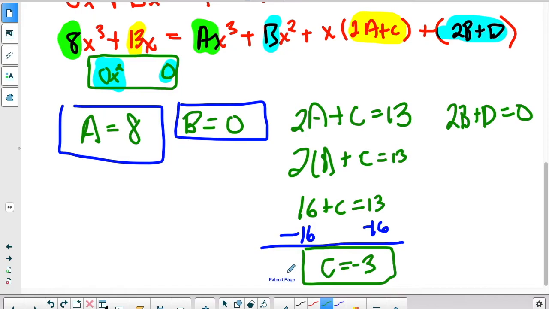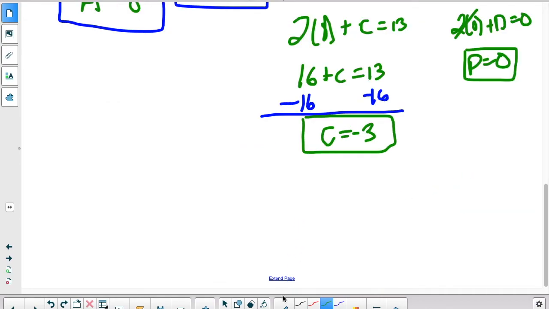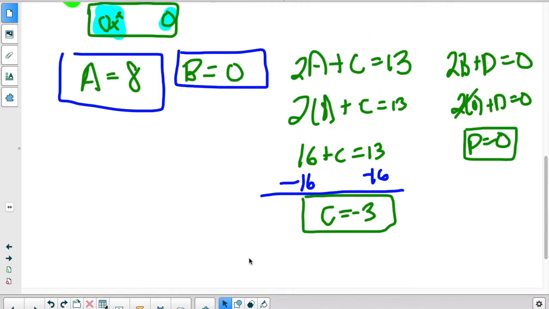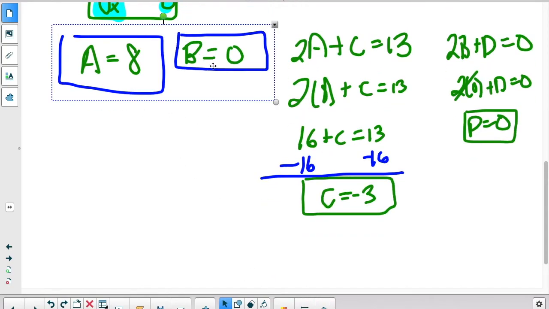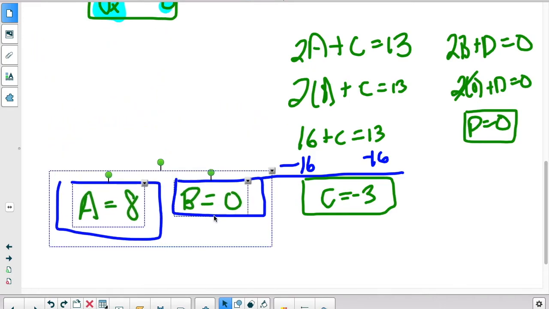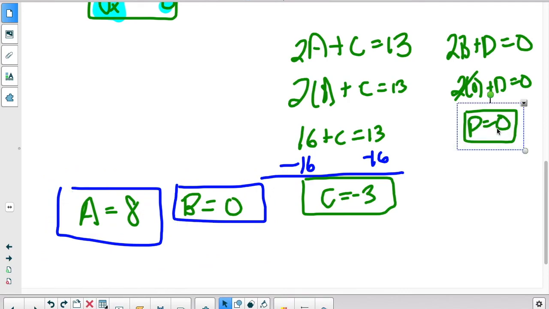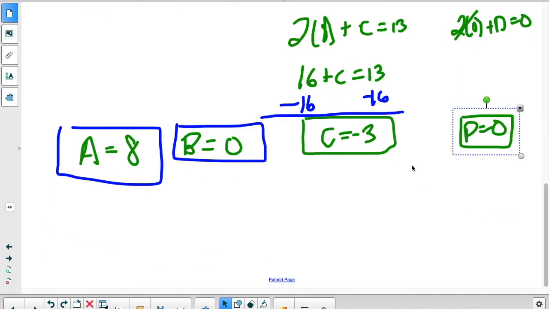So that gives us our value of c. Now in our last one, we know what the value of b is. b is 0. So we have 2 times 0 plus d equals 0. Well, 2 times 0 is 0, so I have d is equal to 0. And we are done. We have all of our values here. So I'm going to try to move these down here, level up, and get them all on the same level.